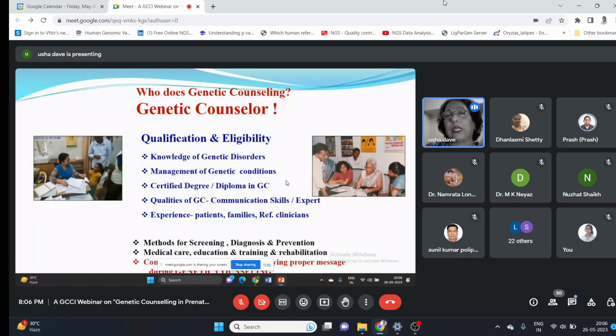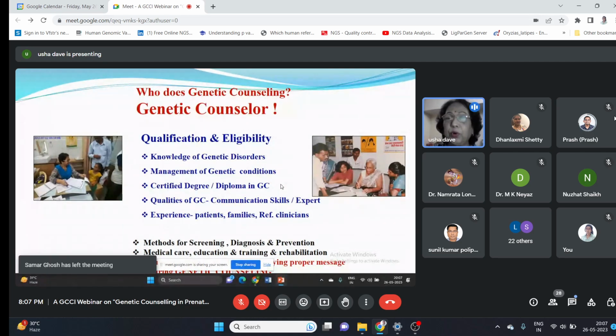So who is the genetic counselor? You will see that there are many genetic counselor courses, certified courses, degrees and diplomas, etc. But the genetic counselor is the one who has knowledge about genetic disorders. He has to be a qualified person who knows the genetic science about the disorders, the management of genetic disorders, the different types of tests which are used, methods for screening and diagnosis, medical care, and finally communication skill is also required.